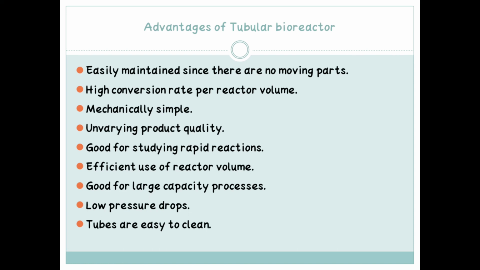Advantages of tubular bioreactor: it is easily maintained since there are no moving parts. High conversion rate per reactor volume, mechanically simple, unvarying product quality, good for studying rapid reactions, efficient use of reactor volume, good for large capacity process, low pressure drops, and tubes are easy to clean.